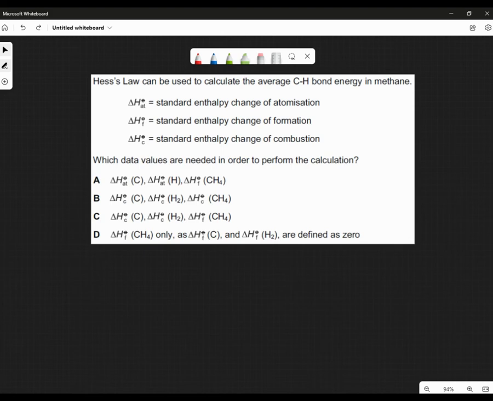Okay, this one is a bit of a challenging one. Hess's law can be used to calculate the average C-H bond energy in methane. We're given atomization, formation, and combustion data there. And which one of these do we need to perform the calculation? Well, first of all, let's have a look at what we need. We're going to start off with methane, which is a gas, and we're going to form carbon gas plus, oops, not 2.